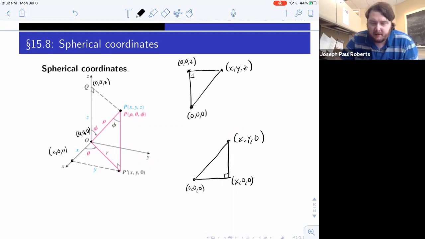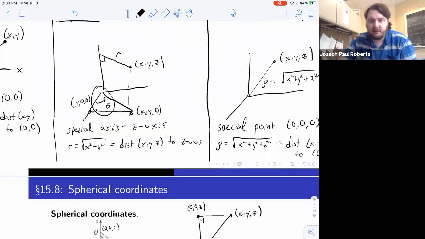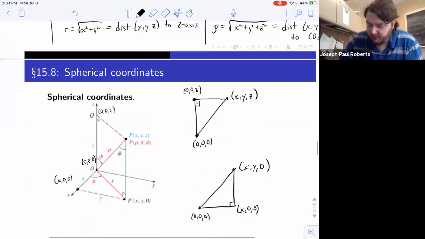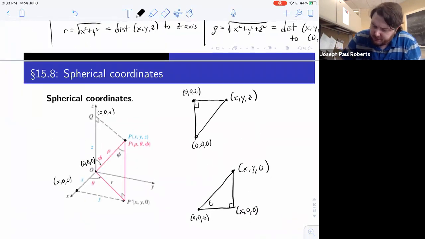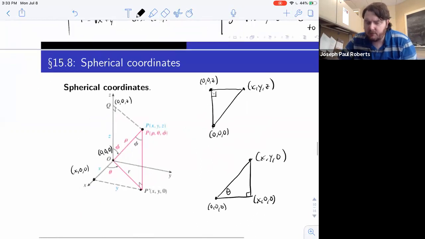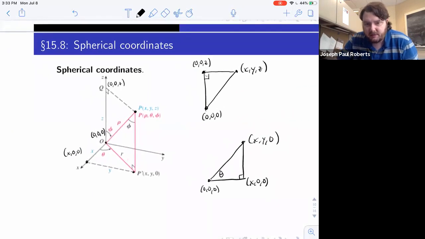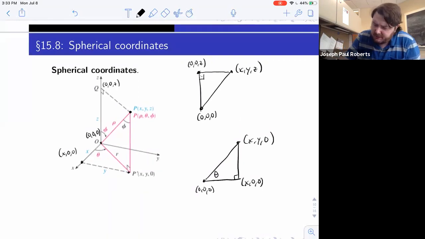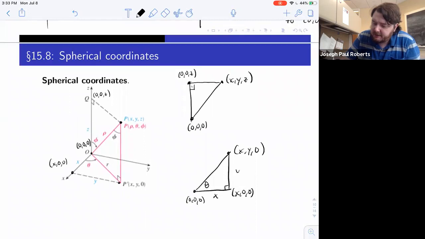Theta, you might notice, is the same theta that we had in cylindrical coordinates. We're not going to be mean and use the same letter for something different. It's the same theta you're used to: the counterclockwise angle from the positive x-axis. Let's start drawing some other things in. Basically this leg is x, this leg is y, this leg is z.